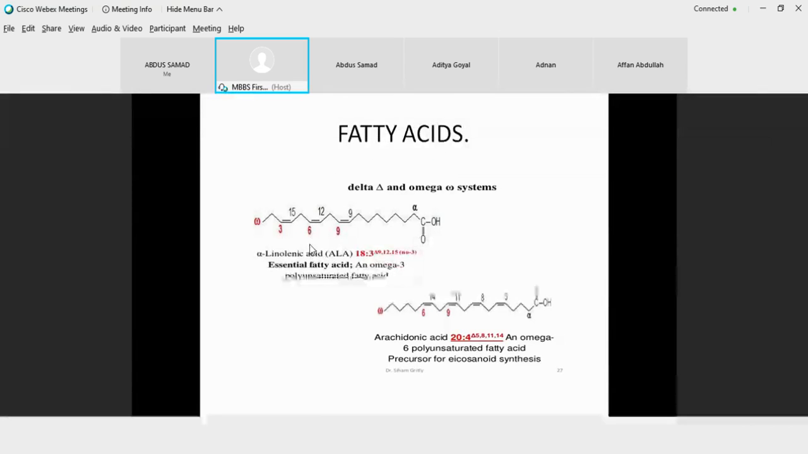Now see here, this is how we name linolenic acid. Linolenic acid is an 18 carbon essential fatty acid. We say that essential fatty acids, we are supposed to take them from fish. It's a very important omega-3 fatty acid. This is the meaning of what we say about an omega-3.